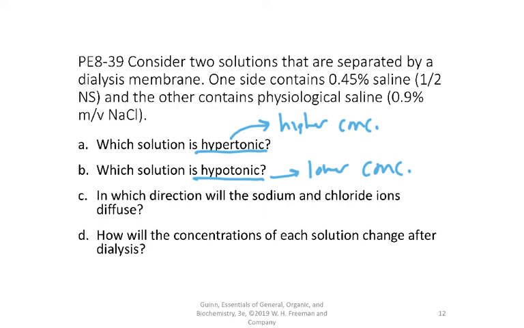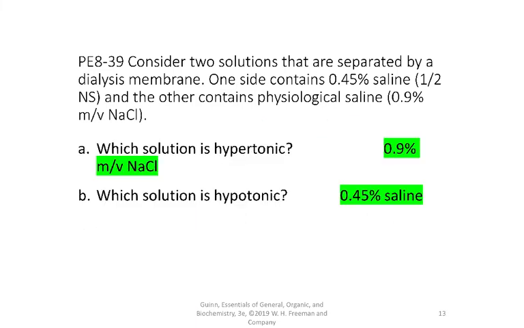And then there's a point at which they're equal, right? When the solutions have stopped, or the dialysis or osmosis have kind of reached the equilibrium point, then they are called isotonic, which is the same concentration. Okay, so those are the first two questions. And then in which direction will the ions diffuse, and how will the concentrations change after dialysis? Okay, so which one is hypertonic? Well, we've already kind of defined that, right? It's the one at the higher concentration, so the 0.9%, or the normal physiological saline. Hypotonic is 0.45%.